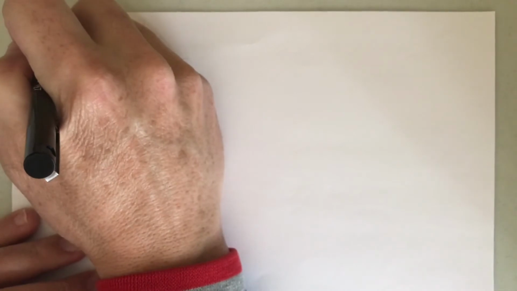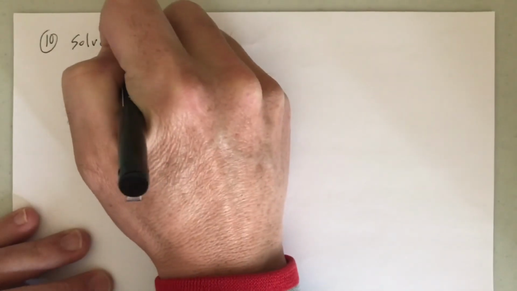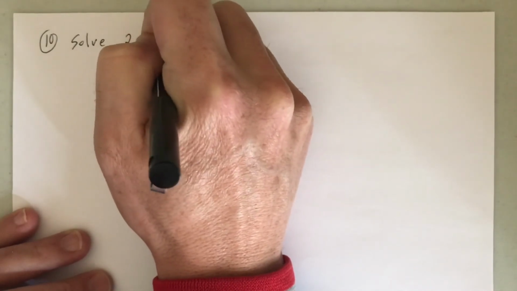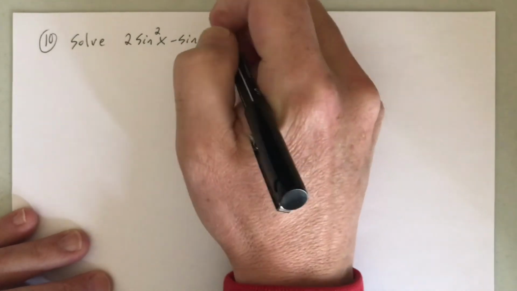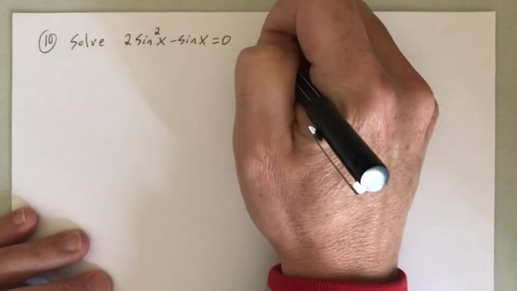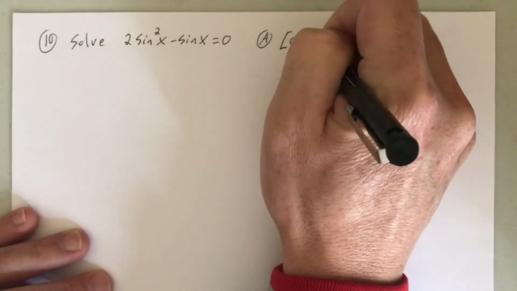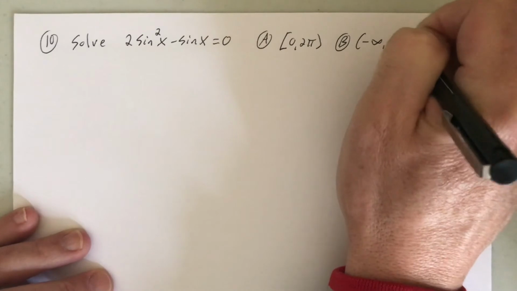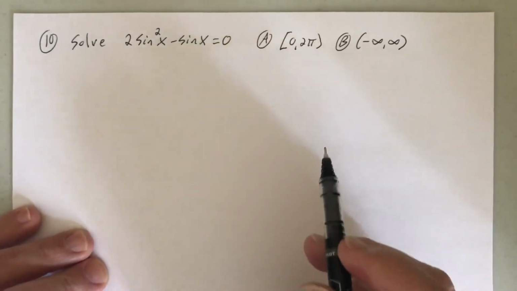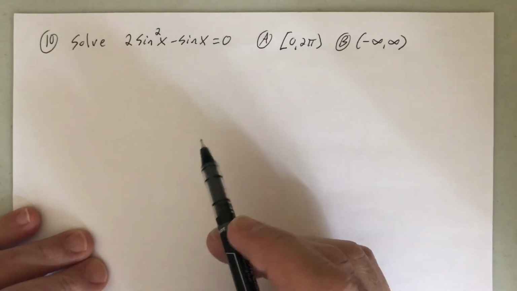So with this one, we're going to solve 2 sine squared x minus sine x is equal to 0. We're going to do that from 0 to 2 pi, and then we're going to go from negative infinity to infinity.